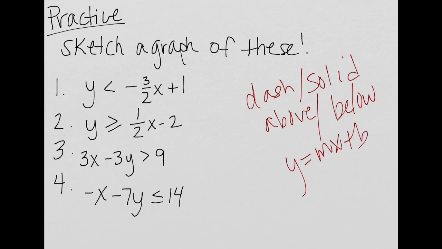Alright, here's practice. Get you a sheet of graph paper if you have it. If not, just get a sketch going on a regular sheet of paper. The key points you need are the dash versus solid, the above versus below shading, and make sure that before you start graphing you get them in this form. So pause this video, come back in a few minutes to check your answers.